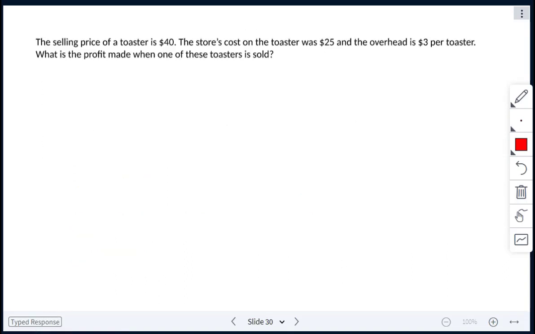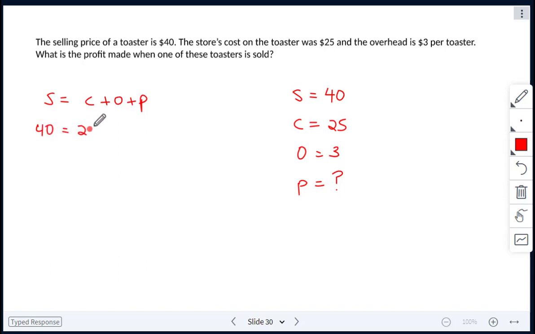So our next example, the selling price of a toaster is $40. The store's cost on the toaster was $25, and the overhead is $3 per toaster. What is the profit made when one of these toasters is sold? All right, so here we're given the selling price is $40. The store's cost is $25. The overhead is $3, and we need to calculate the profit. All right, so using our formula, S equals C plus O plus P, we'll just substitute everything we know. So 40 is equal to 25 plus 3 plus the P.